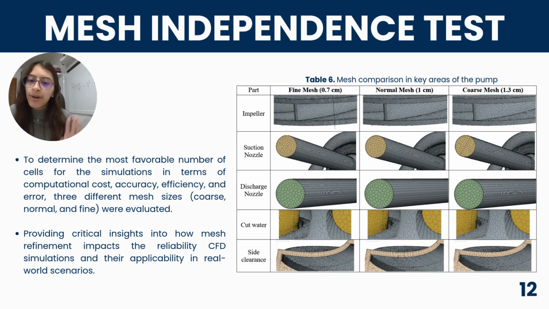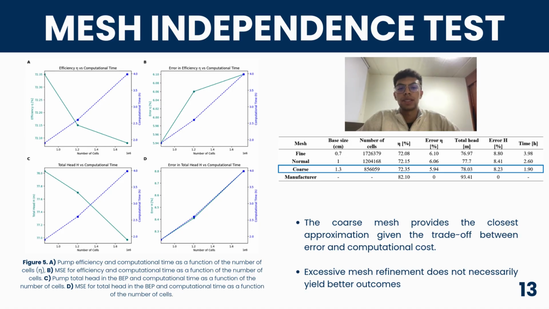In the next slide, we're going to talk about the results and the discussion of these. The results highlight a trade-off between computational cost and accuracy across different mesh configurations. While the fine mesh with the highest number of cells provides slightly more detailed results, it significantly increases computational time. Conversely, the coarse mesh with the lowest number of cells offers a more balanced approach by maintaining accuracy while optimizing computational efficiency.